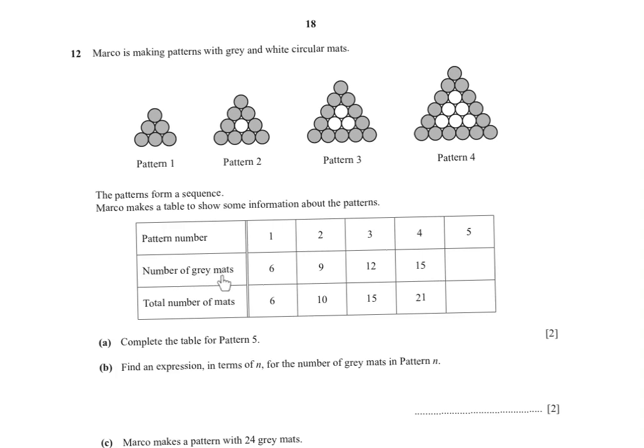Number of gray mats: 6, 9, 12, 15. Each time he added 3, so the next one, if you add 3 to 15, you get 18. Next, total number of mats: 6, 10, 15, 21. Add 4, then add 5, then add 6, then he will add 7, so this will be 28.